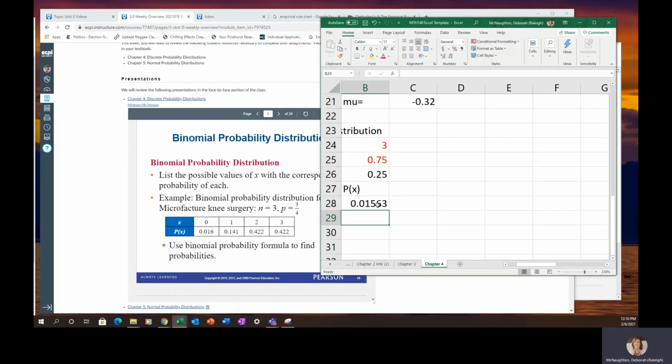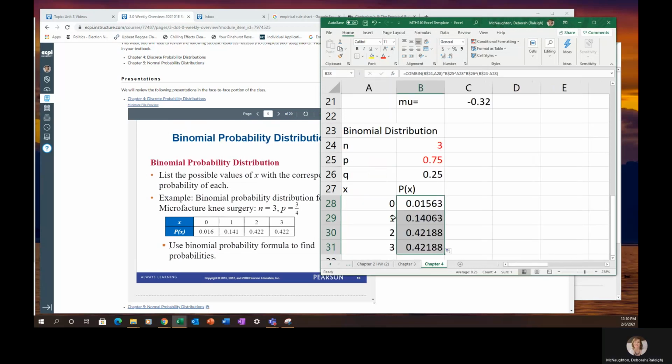Okay, and now I can take this formula and I can copy it. All right, so this matches their table. If I change this to 3 decimal places. Okay, so that's one way to get these values.